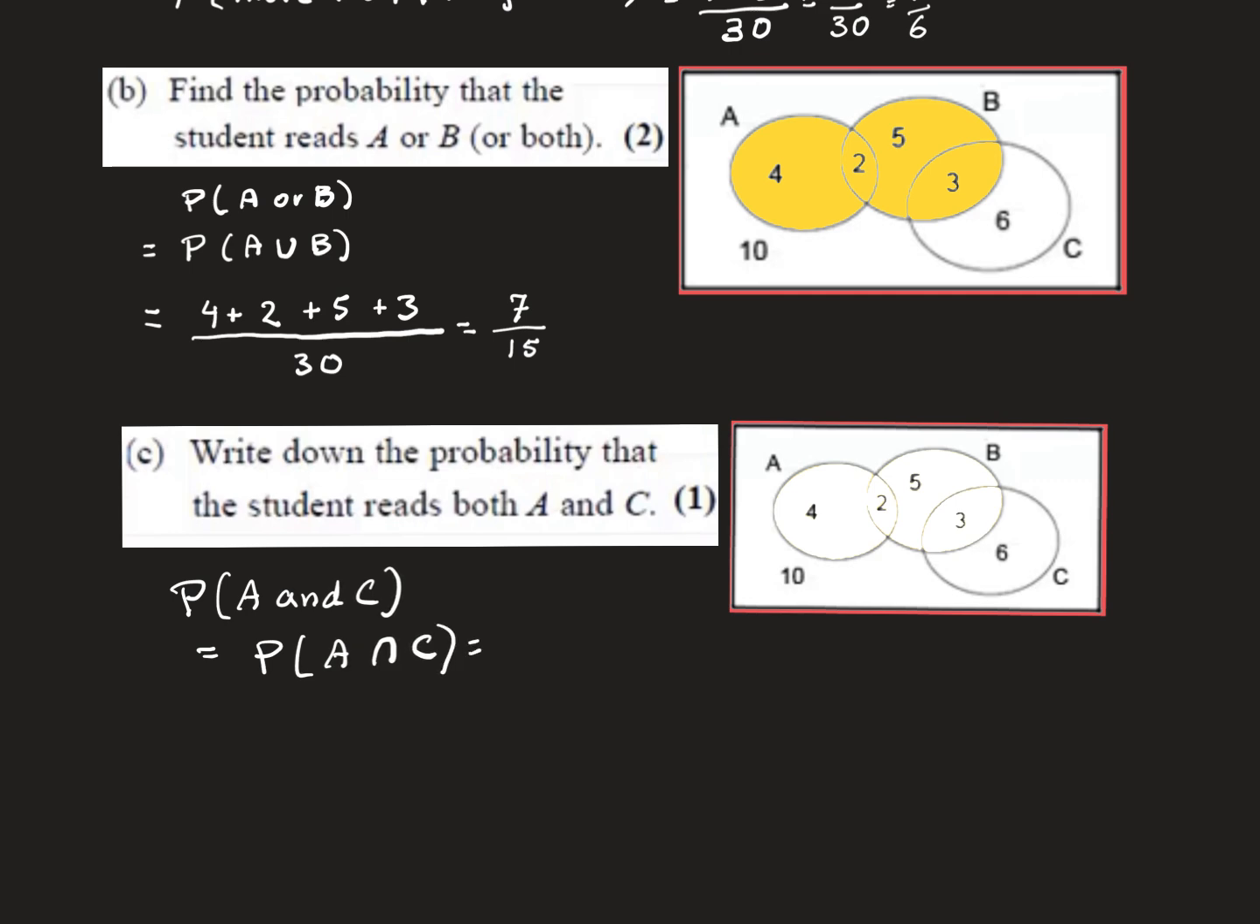Well, let's have a look at what numbers there are. Where is the intersection? If we look at that intersection, we see that set A is here and set C is here. They don't seem to be intersecting. They're nowhere near each other. So we will say that the probability is 0. Well, we could write over 30, but it's not going to make any difference.